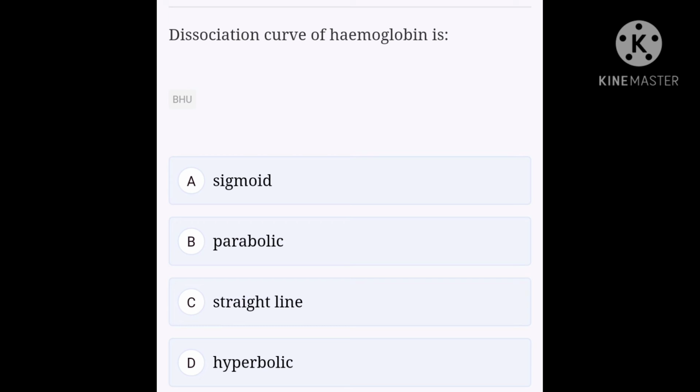Dissociation curve of hemoglobin is: option A, sigmoid; option B, parabolic; option C, straight line; option D, hyperbolic. If you are not familiar with it, let me explain, guys. The dissociation curve of oxyhemoglobin shows O2 tension and percentage of saturation of hemoglobin with oxygen. Normally the dissociation curve is sigmoid or S shape. The right option is A.